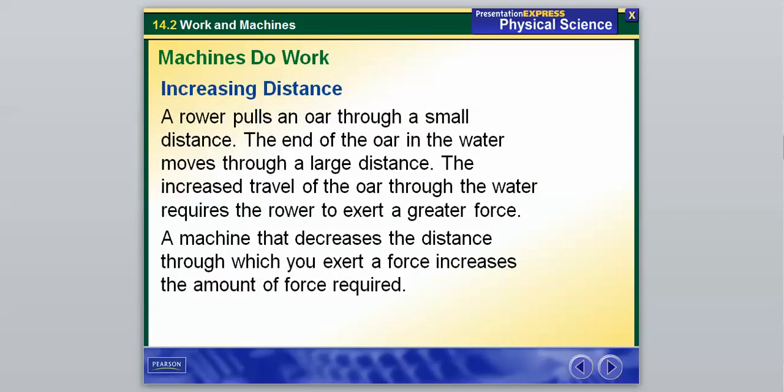Another thing that a machine can do is increase the distance. A rower pulls an oar through a small distance. If you've ever rowed a boat, that's what they're talking about here. You just have a short little motion of your arms, kind of in a circle. The end of the oar, however, in the water, moves through a large distance, so it's in the water for a longer period of time than what you're actually moving. The increased travel of the oar through the water requires the rower to exert a greater force. A machine that decreases the distance through which you exert a force increases the amount of force required.